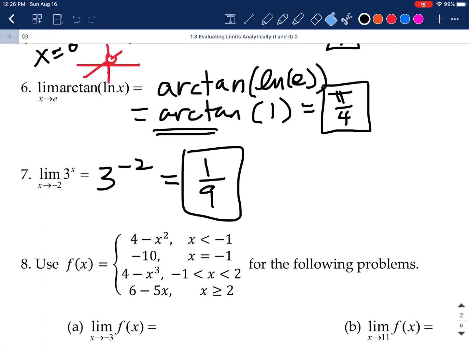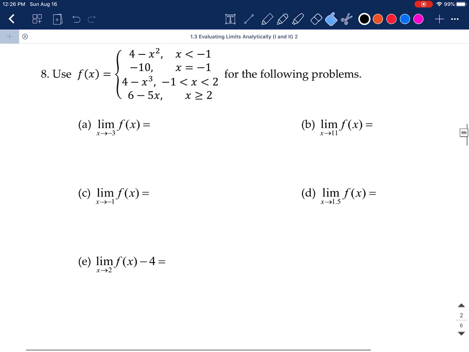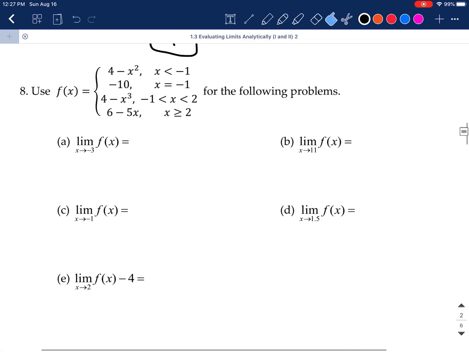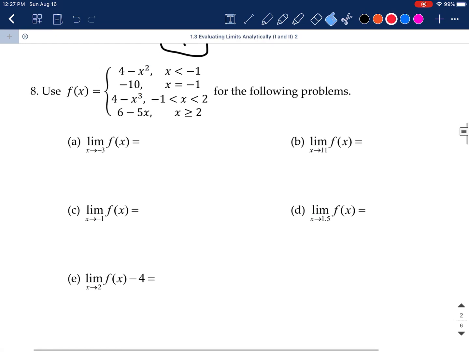So the more interesting examples are typically going to be piecewise functions, because we have to worry about those boundary points that we talked about last year. So what is happening, for example, at -1? At -1, we've got two different arguments, and we actually have a third piece here that we have equal to a value as well. So it can be very useful to graph this. You've got a quadratic, a constant, a cubic, and a linear function.